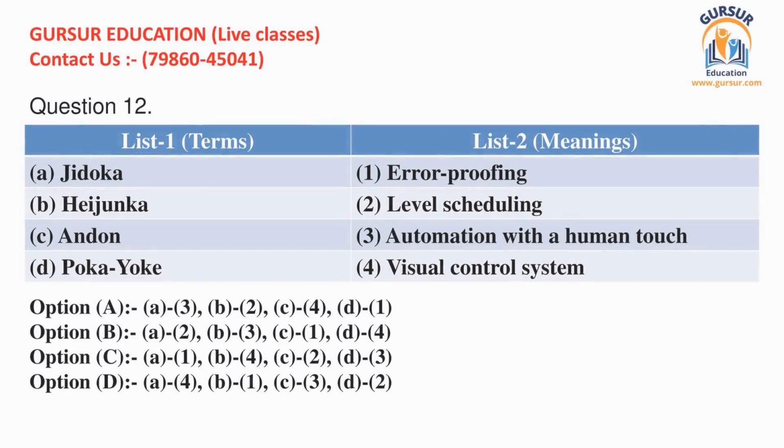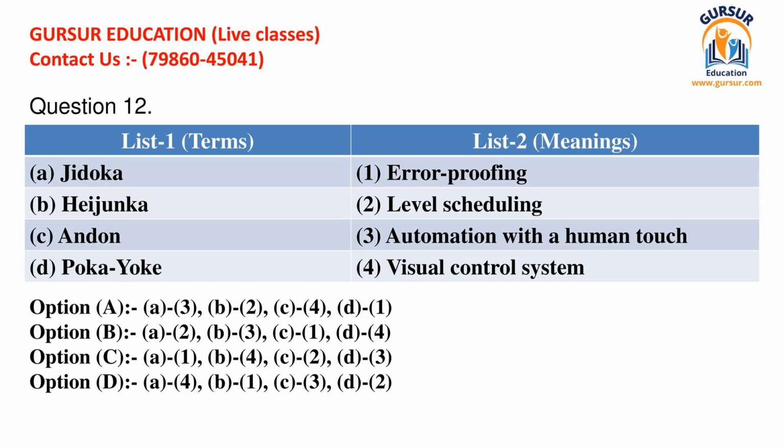Question number 12. Two lists are given in this question. You have to match correct items of list 1 with correct items of list 2. The list 1, terms, contains the following items. A. Jidoka. B. Heijunka. C. Andon. D. Poka-yoke. The list 2, meanings, contains the following items.